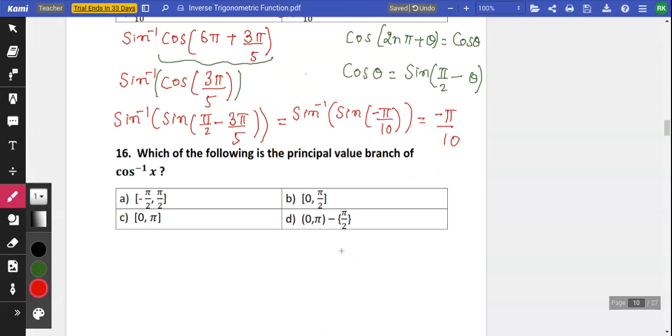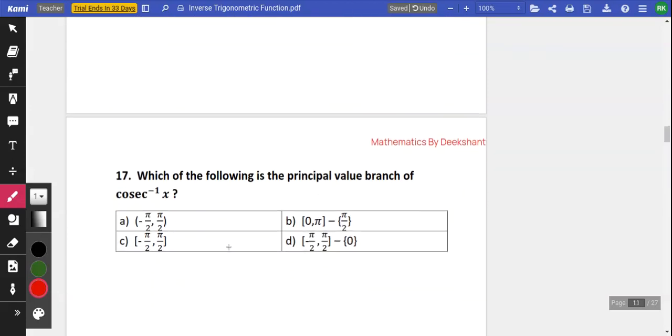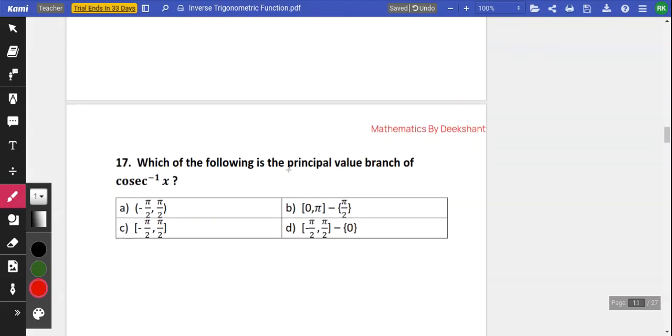In 16 question, principal value. It is asking for principal value, basically range. Indirectly it is asking about range. So the range of cos inverse x function is 0 to pi. Correct answer is option C. In 17 question, principal value means it is asking about range. So the range of sine inverse x function is minus pi by 2 to plus pi by 2. Correct option is option D.